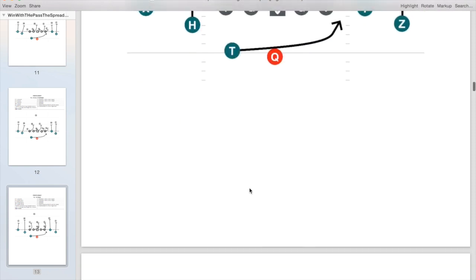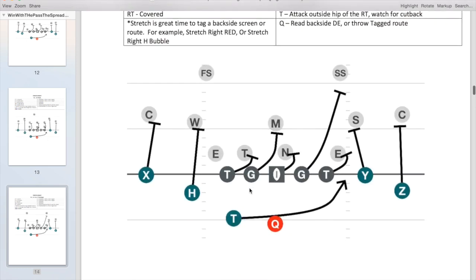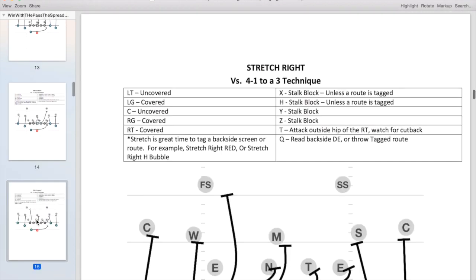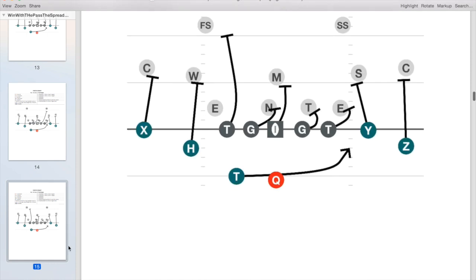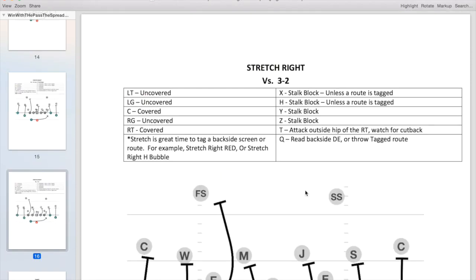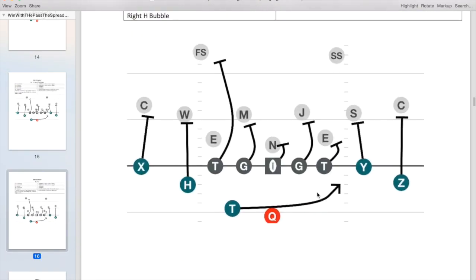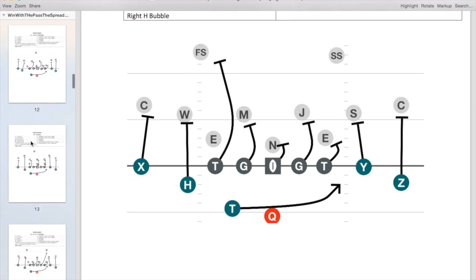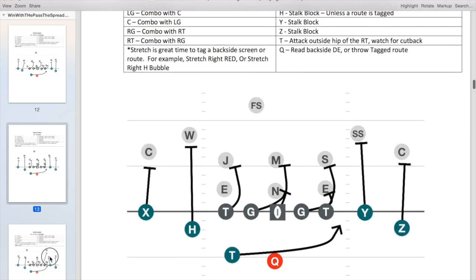Okay, let's keep going. 4-1. I drew it up, because maybe you're really good at stretch and you want to keep running stretch, but against 5-man boxes, so that's a 4-1, and that's a true 3-4, 3-2 box. Okay, this look right here. Against a true 5-man box, I wouldn't run stretch very often, quite honestly, because why? Think about it.